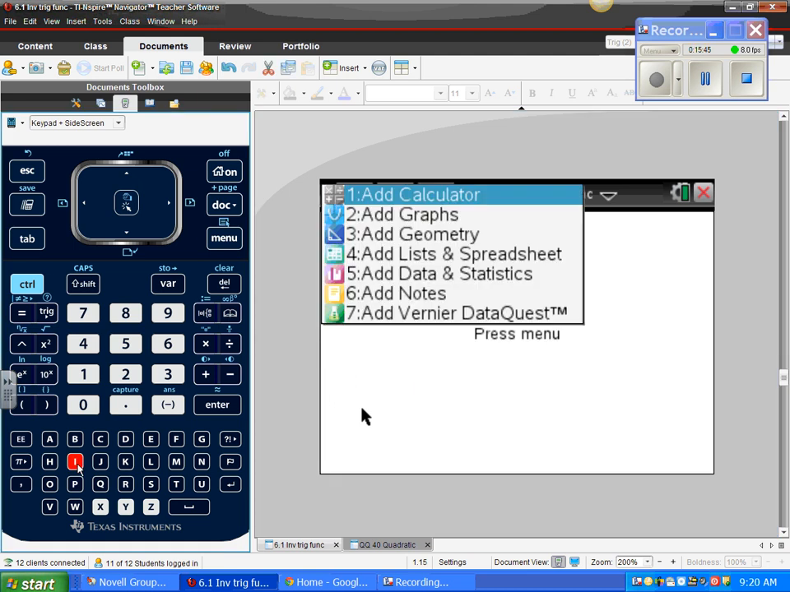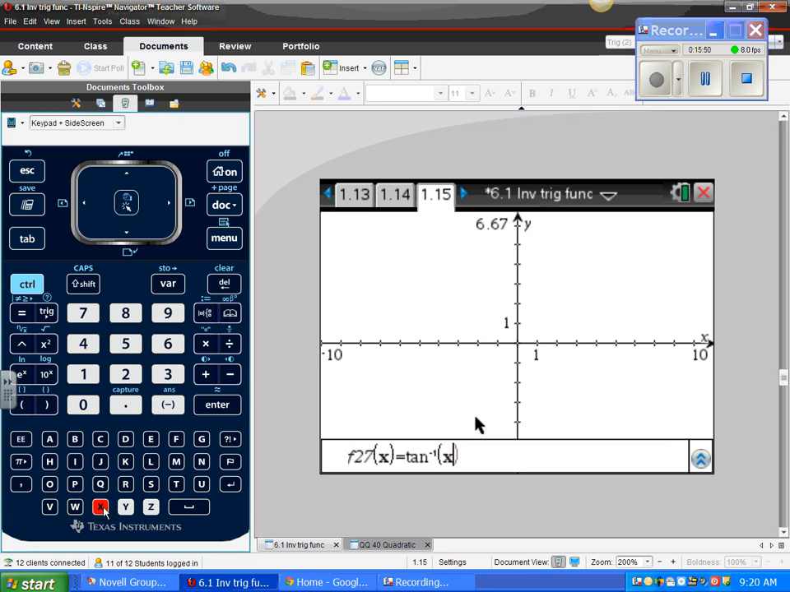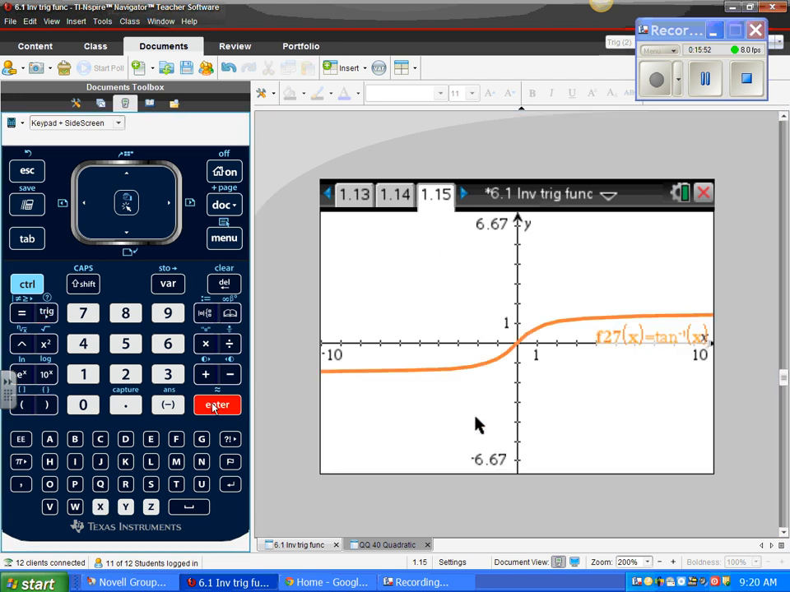One more: tangent. This one's going to be cool looking. I like this one. Whoop. Why is it sideways? It's reflected over the line y equals x.